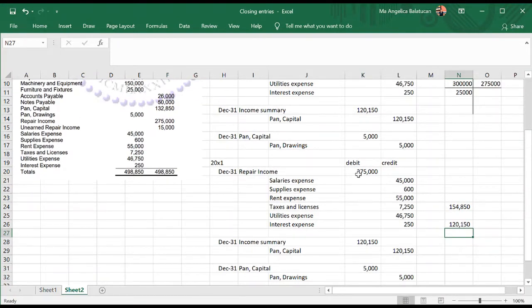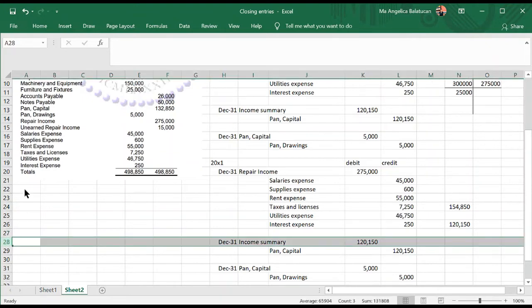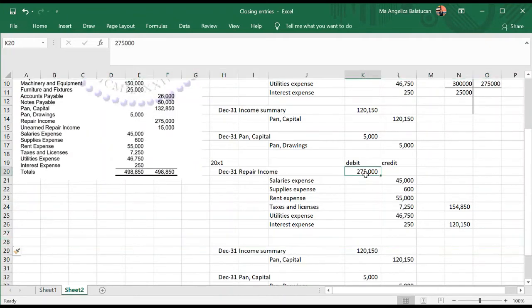Since the debit side is greater than the credit side, so the balancing figure here is on the credit side. Okay, so again, since our debit side, 275,000, is greater than the total of the credit side, which is 154,850, so the balancing figure is on the credit side. So 120,150 para mag-balance. So if we're going to sum up now the credit side, you will get also 275. So balance na sila.